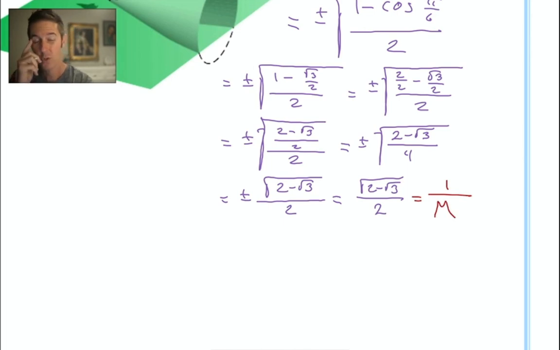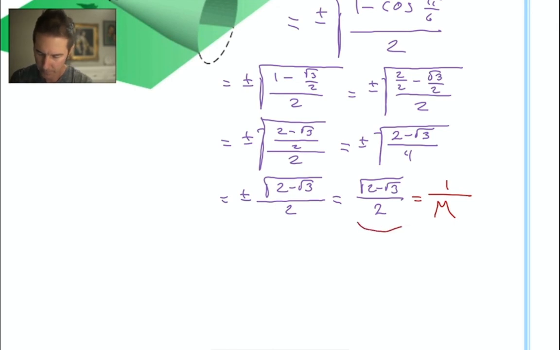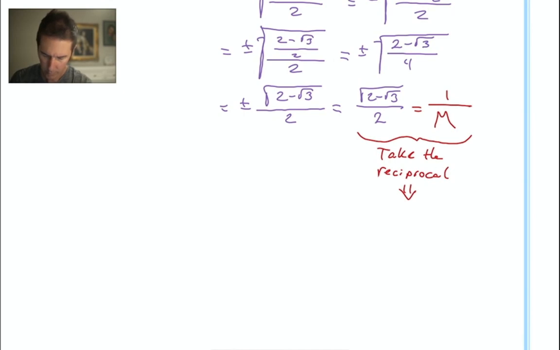M. And we're trying to solve for M, not 1 over M. So we're going to take the reciprocal of both sides of that last stage of the equation. And what do we get when we take the reciprocal? We find that 2 over the square root of 2 minus root 3 is equal to, you could call it M over 1, I'm just going to call it M.